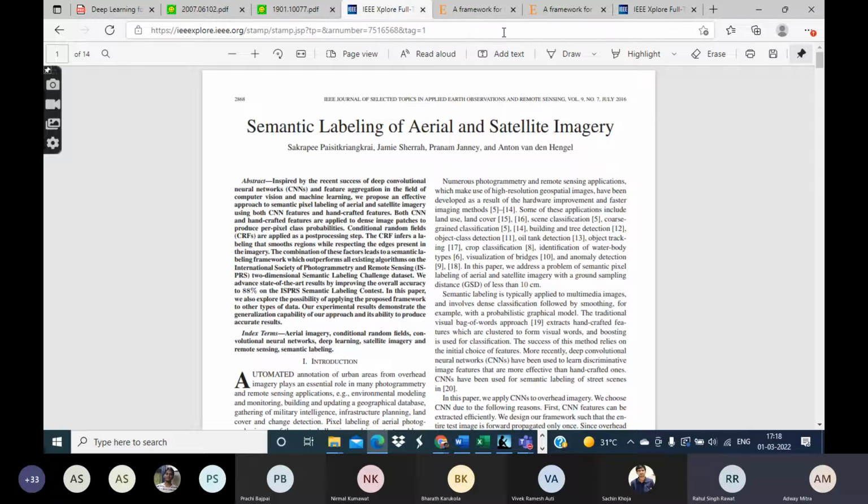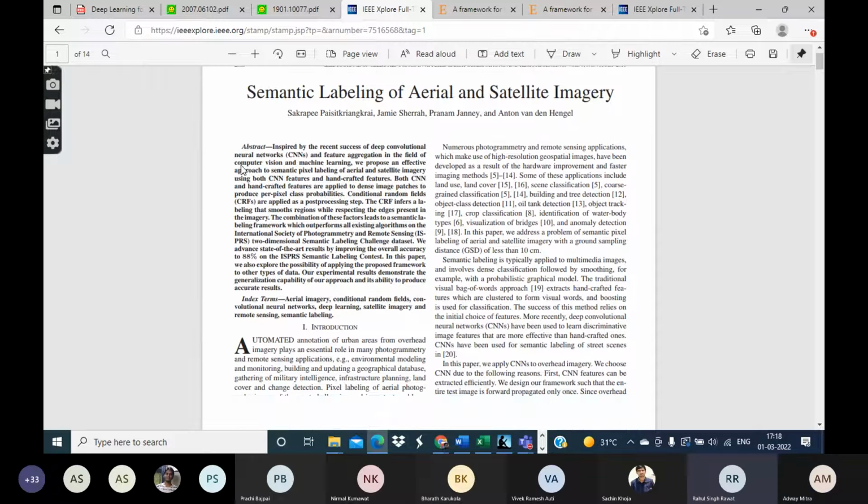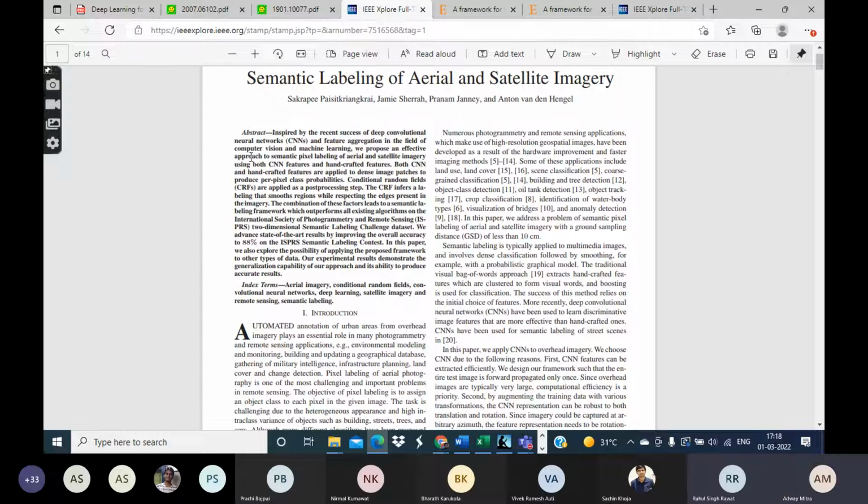Then we come to another paper. This is based on semantic labeling of aerial and satellite imagery. So what they are saying here is: inspired by recent success of deep convolutional neural networks, CNNs, and feature aggregation in the field of computer vision and machine learning, we propose an effective approach to semantic pixel labeling of aerial and satellite imagery using both CNN features and handcrafted features.